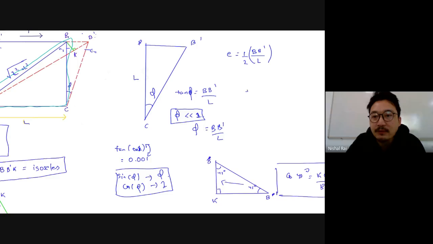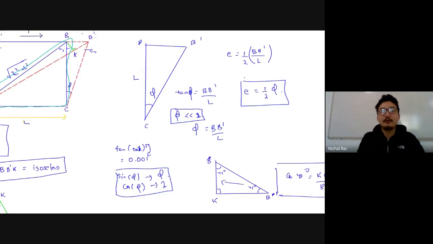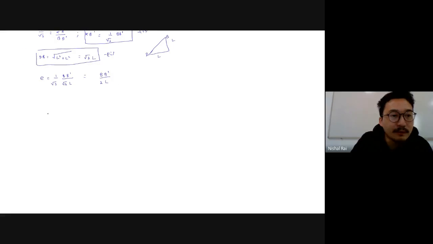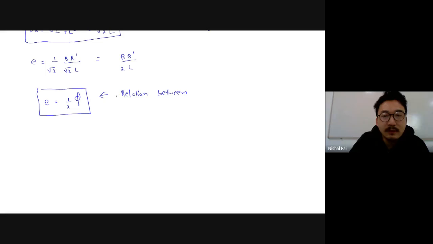So finally, we are left with the relation E is equal to half phi. By this, we can write. Now, this is your final relationship. Clear? So finally, we end up with E is equal to half of phi. Now we can see this is a relation between Young's linear strain and angle of shear.